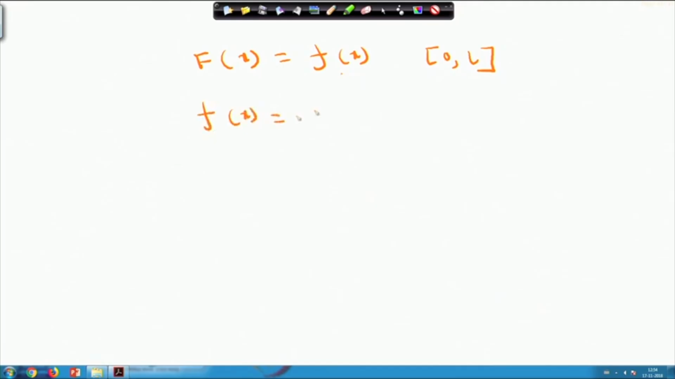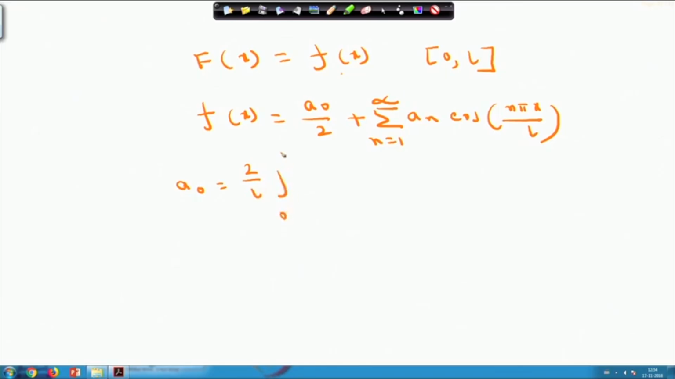Therefore, I can define f x equals a 0 by 2 plus summation n equals 1 to infinity a n into cos of n pi x by L, where a naught will be 2 by L into integral 0 to L f x dx, and a n will be equal to 2 by L integral 0 to L f x into cos of n pi x by L into dx.